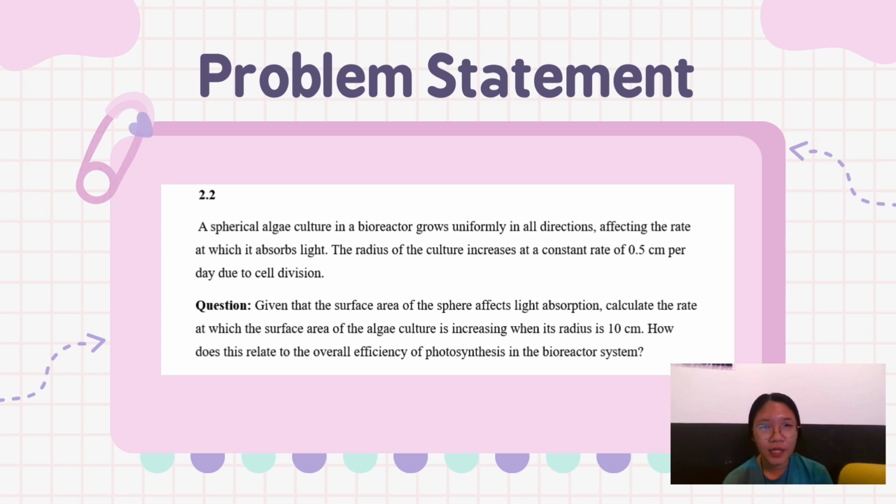A spherical algae in a bioreactor grows uniformly in all directions, affecting the rate at which it absorbs light. The radius of the culture increases at a constant rate of 0.5 cm per day due to cell division. The question is, given that the surface area of the sphere affects light absorption, calculate the rate at which the surface area of the algae culture is increasing when its radius is 10 cm. How does this relate to the overall efficiency of photosynthesis in the bioreactor system?